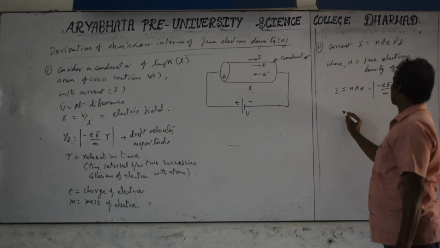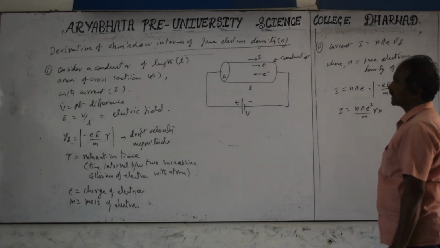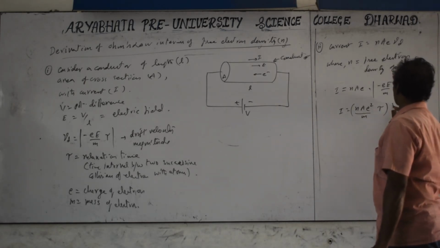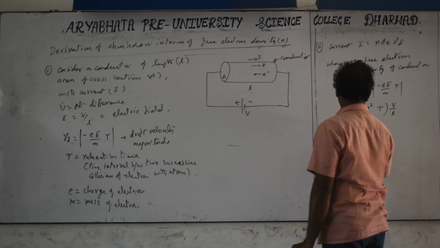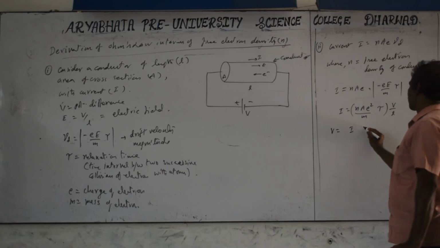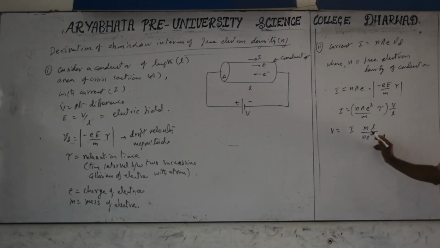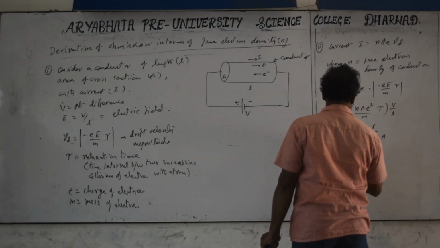The result you will get is I equals n A into e square by m into tau into E, the electric field. The electric field is V by L. So this is tau into V by L. From this expression, V equals I into m L by n e square tau into A. I just separated the physical dimensions, length and area. n, e square, tau are constants. I get this as V equal to I into R.